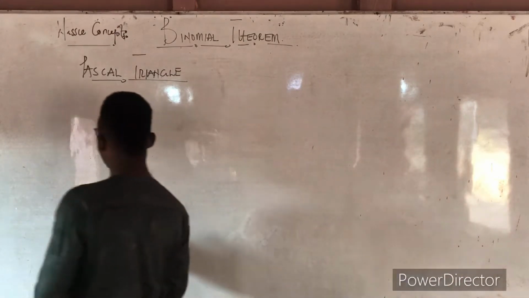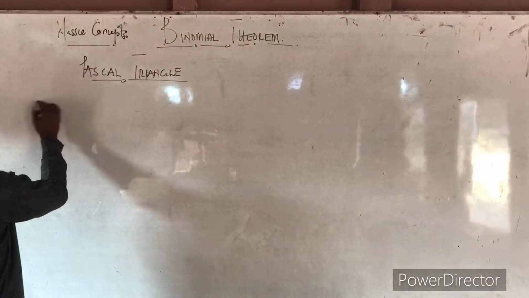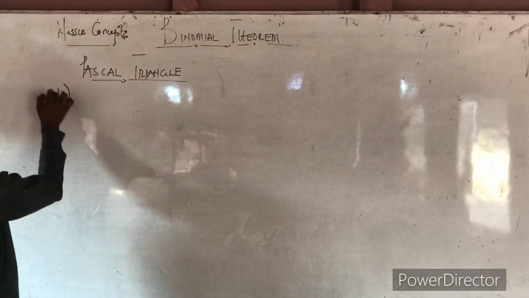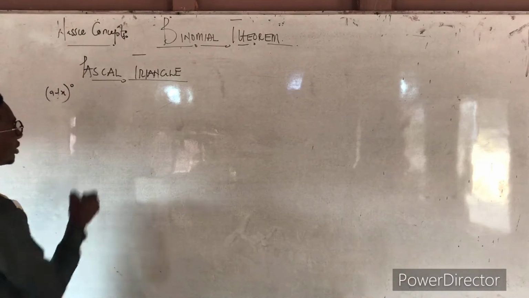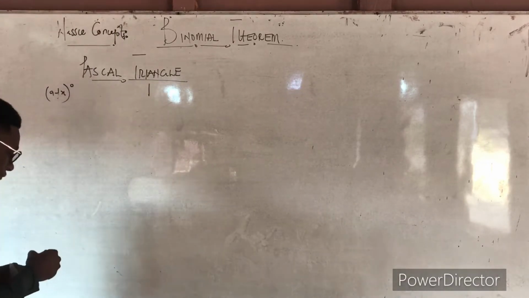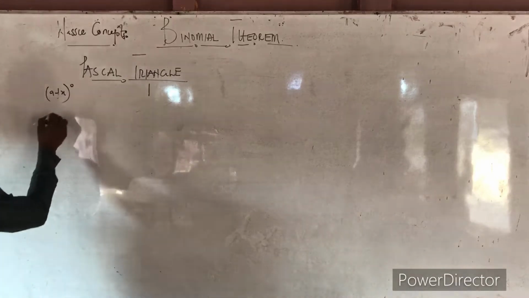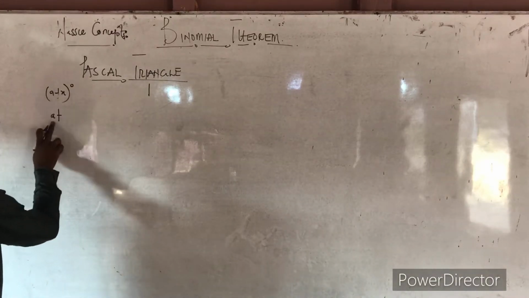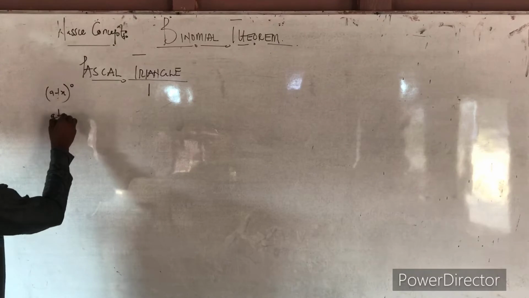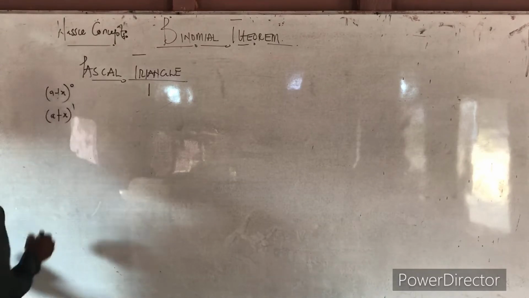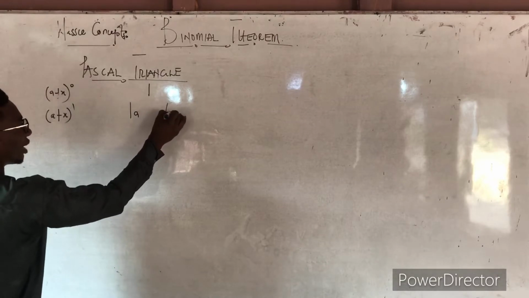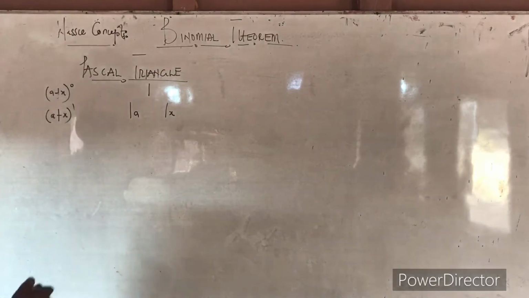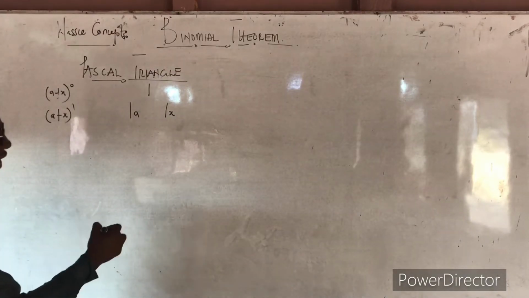He started from the top: if you have any number raised to the power 0, it will give you 1. If I have a plus x, where a is a constant and x is a variable, raised to the power 1, then I'll be getting 1a and 1x. I'm drawing the triangle.